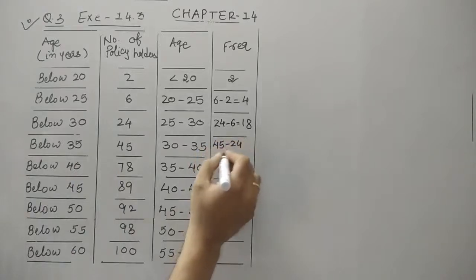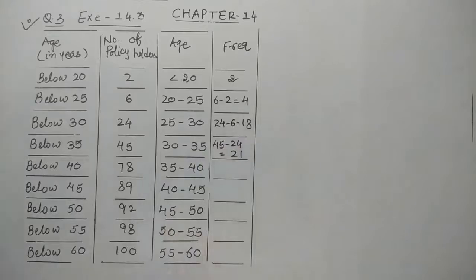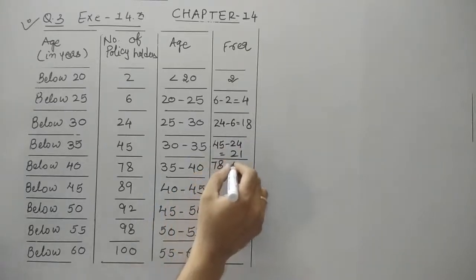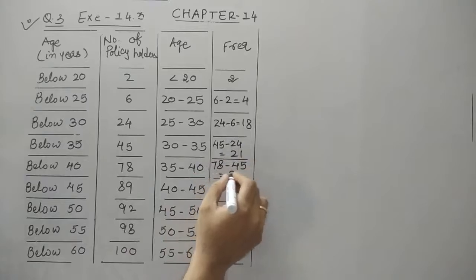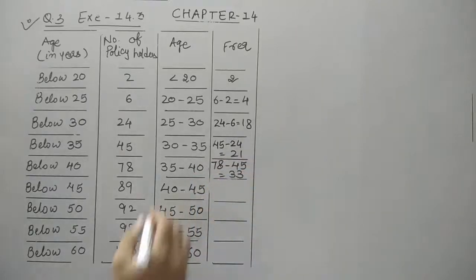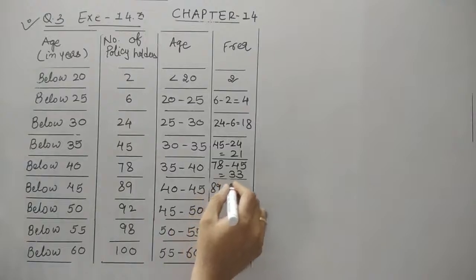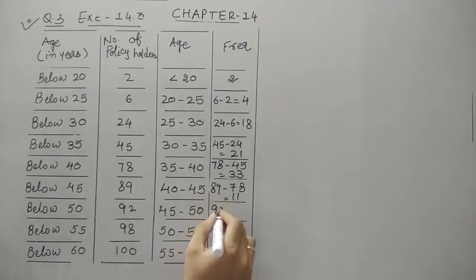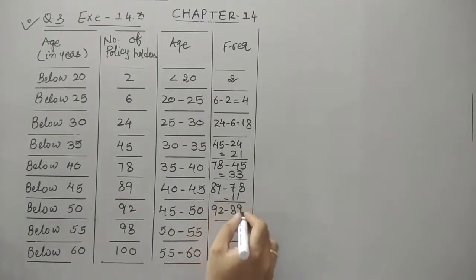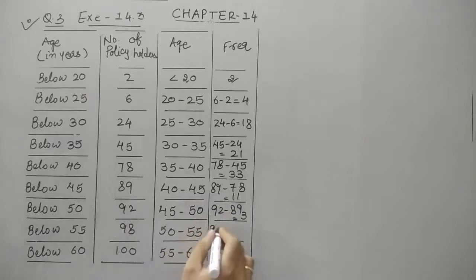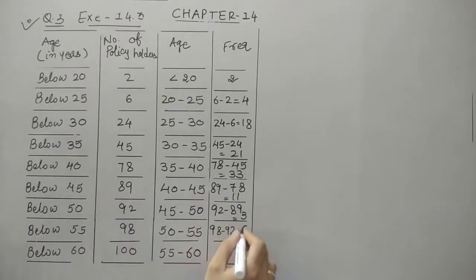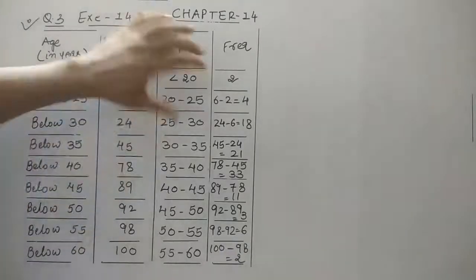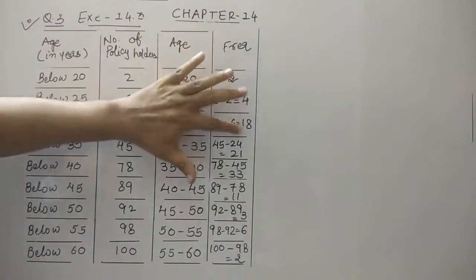45 minus 24, that is equals to 21. 78 minus 45, that is equals to 33. 89 minus 78, that is equals to 11. 92 minus 89, that is equals to 3. 98 minus 92, that is equals to 6. And 100 minus 98, that is equals to 2. तो यहां पे हमें जो frequencies मिली है 2 plus 4 plus 18.